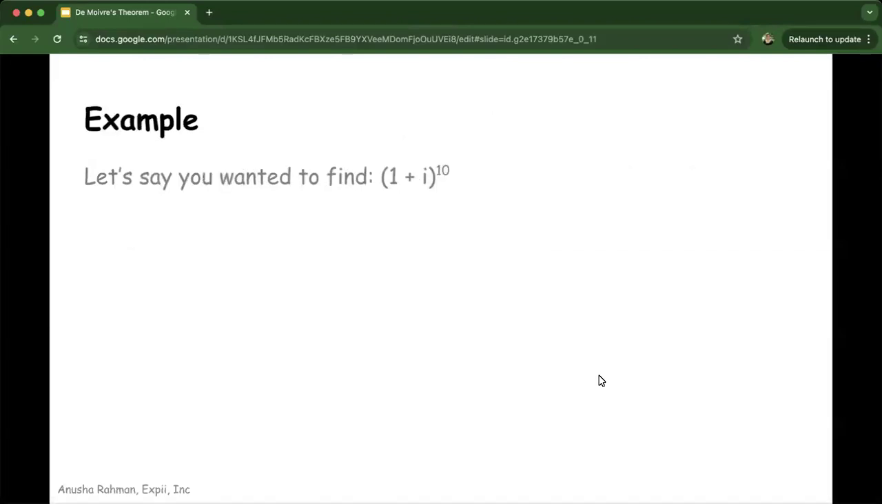For example, let's say you want to find 1 plus i to the power of 10. You could totally just expand the expression manually, and then you could simplify. That will take you a really long time, and there's a really high chance of error. Instead, you could use de Moivre's theorem, convert 1 plus i into polar form, and you will find the answer much more easily. So let's walk through how we could solve this problem.